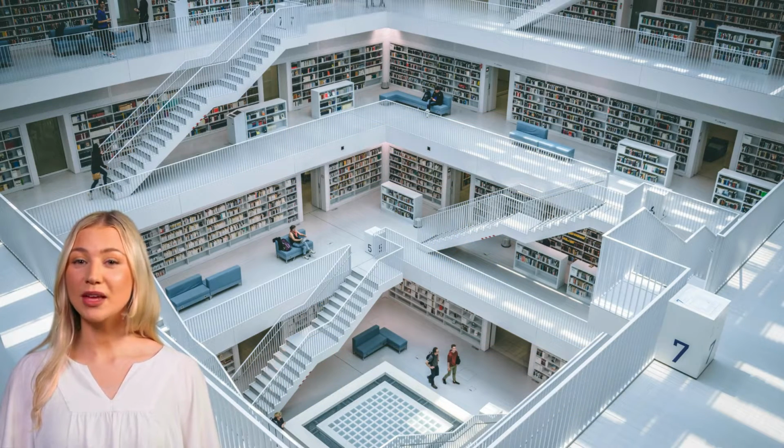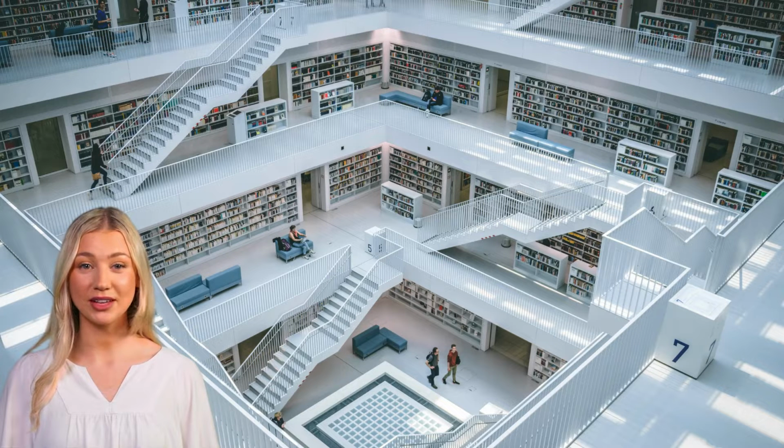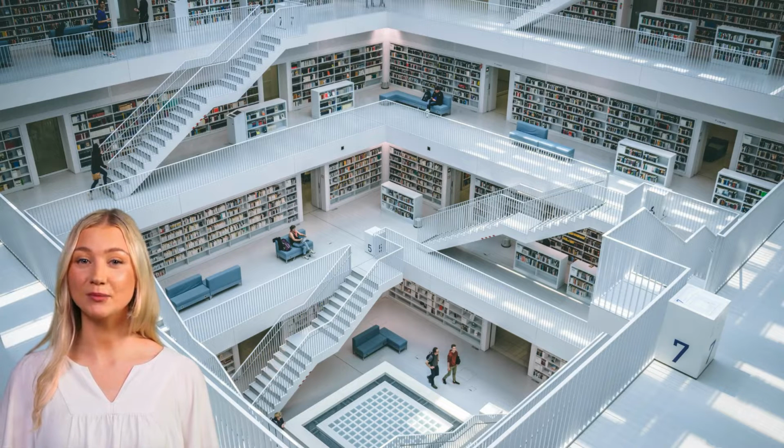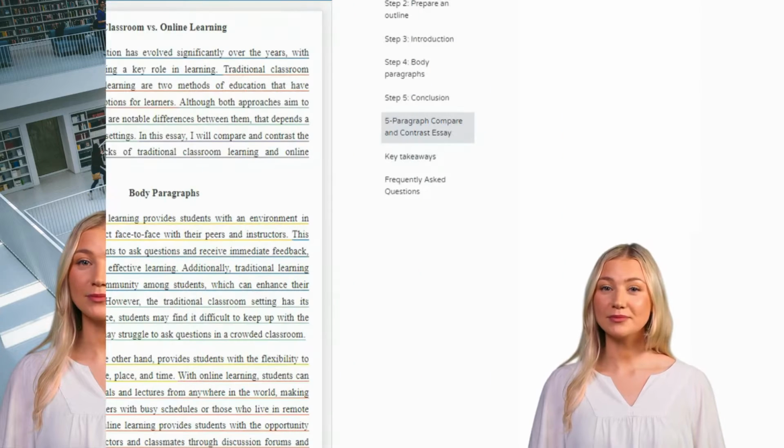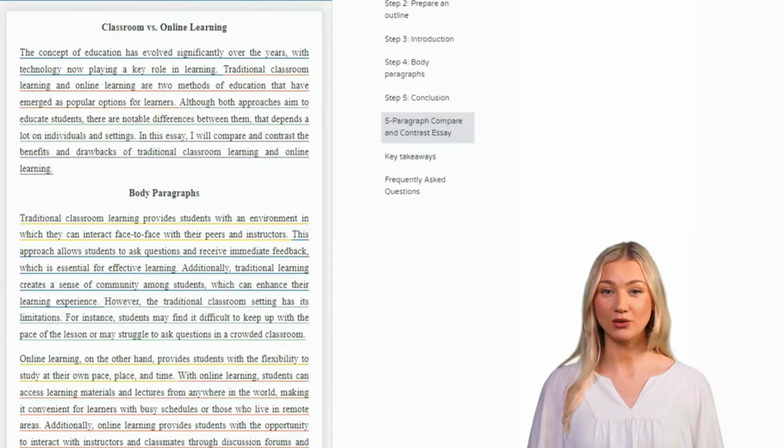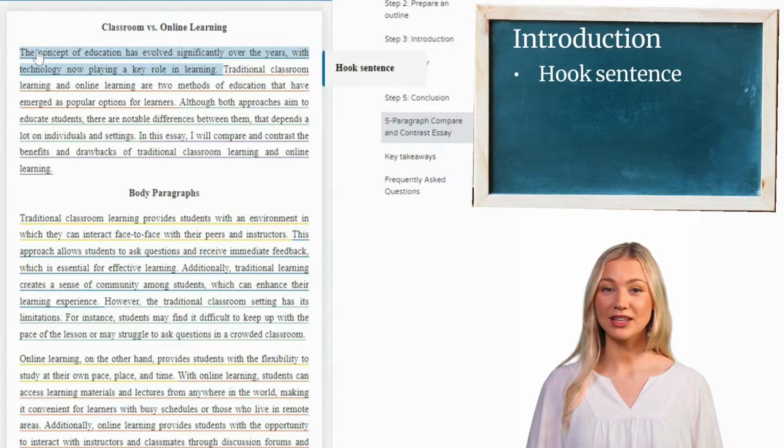Now that we know what a compare and contrast essay focuses on, let's see an example essay to see its main sections in detail. As you can see, this example focuses on the similarities and differences between online and classroom learning. It starts with a hook sentence that introduces the reader to the subject. This is used to encourage the readers to keep reading.